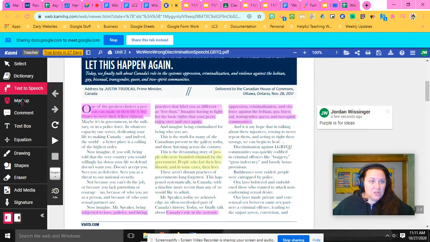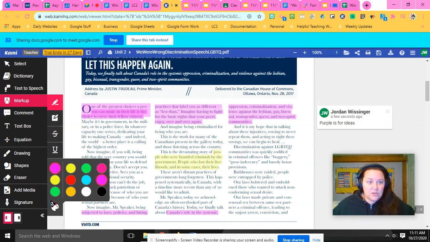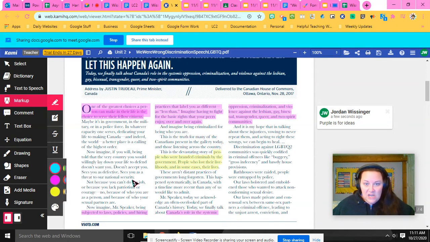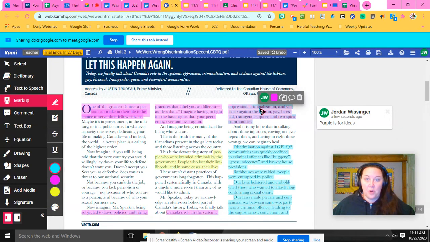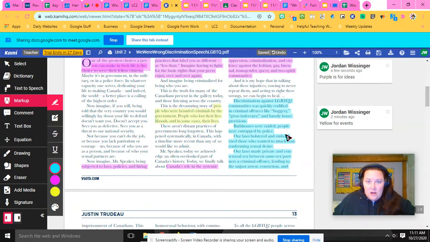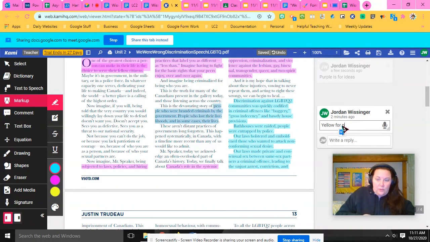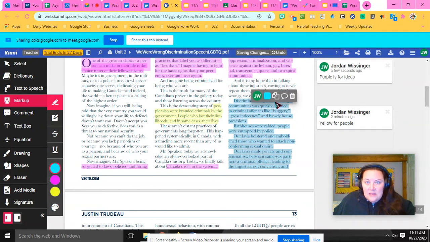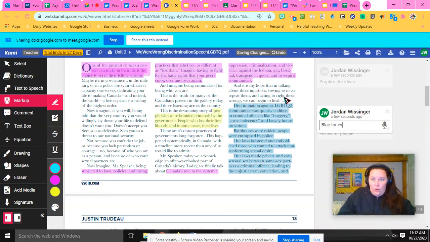All right, I'm going to stop there just so we can mark up first. So here I see a different notation, right? So these are actual events that happened, right, against the LGBTQ community. So I'm going to label that a different color. So we have purple for ideas. Then here I'm going to make a note that this is yellow for events. And then over here, oh, sorry, my silly. This is for people. And then over here, we have blue for events.